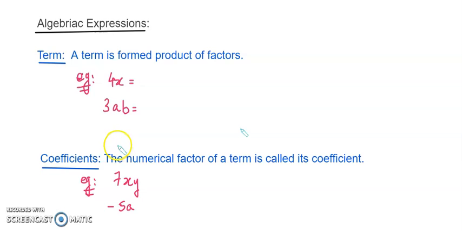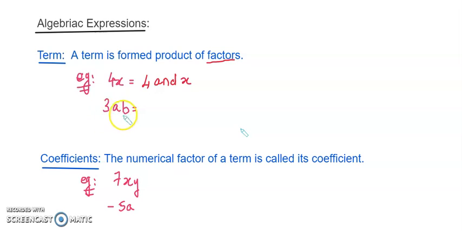So to start with, what is a term? A term is formed by the product of factors. So what are the factors of a term? The factors of a term are always a number and a variable. What is a variable? A variable is any alphabet denoted for the unknown information. Like here in the example, I have taken 4x. So the factors are 4 and x, right? Therefore, this term is formed by multiplying 4 and x.